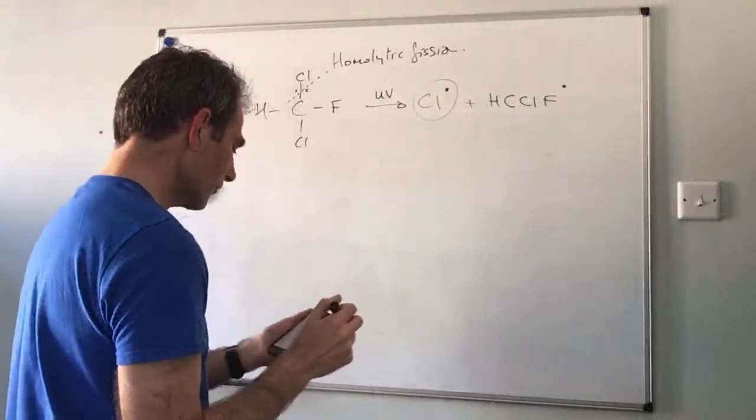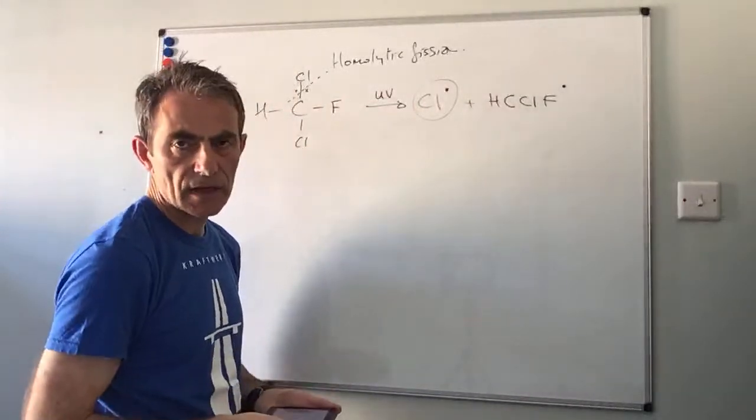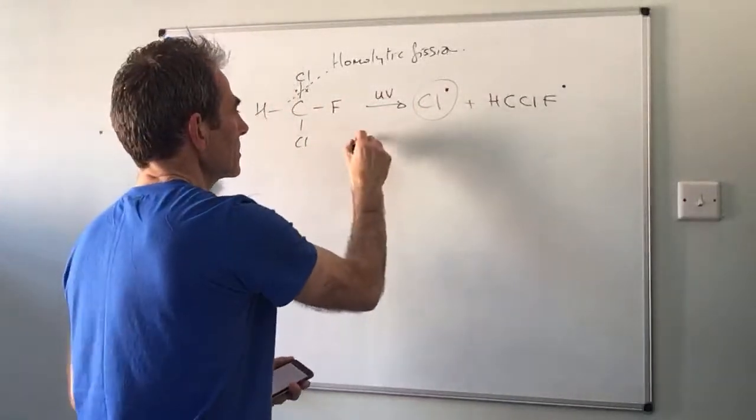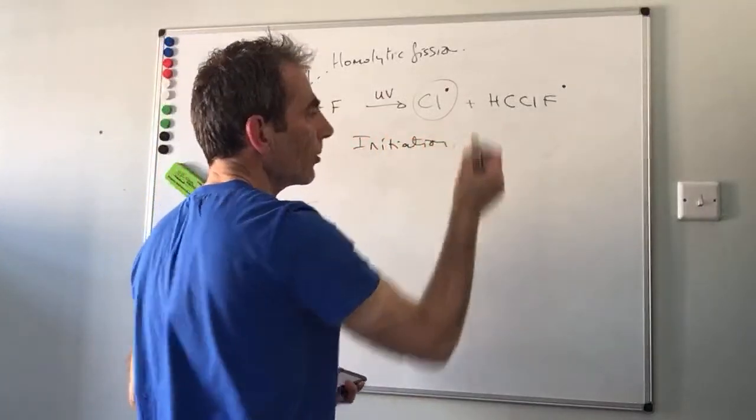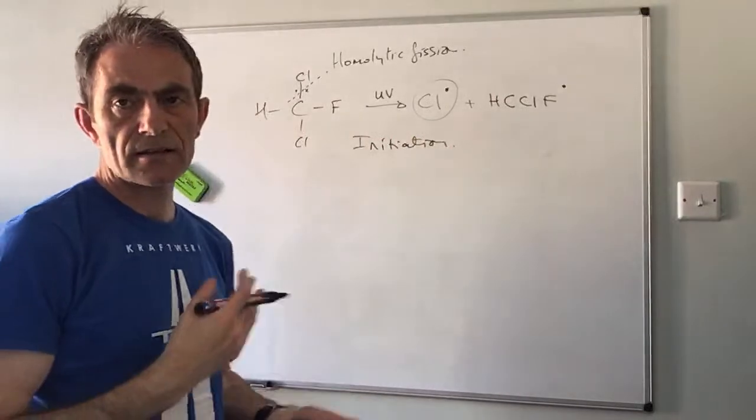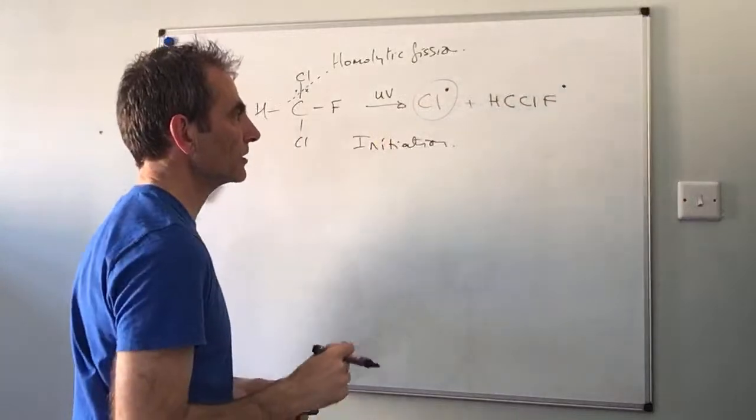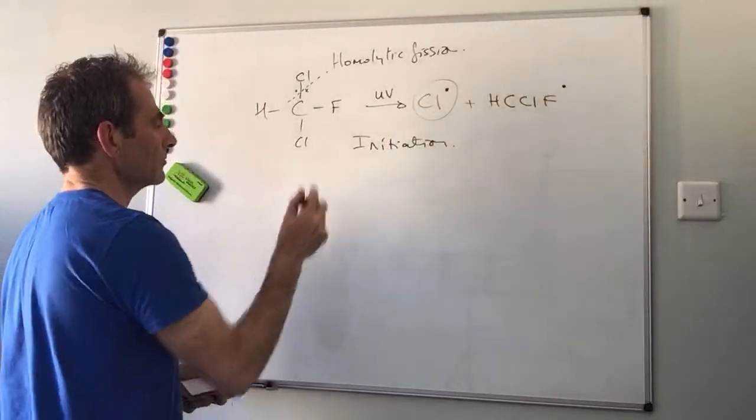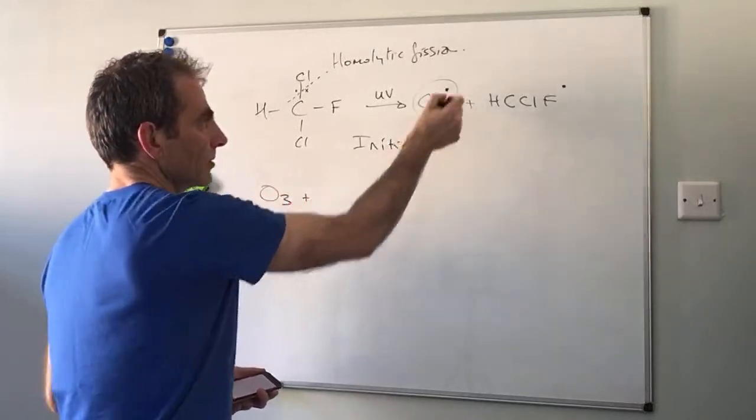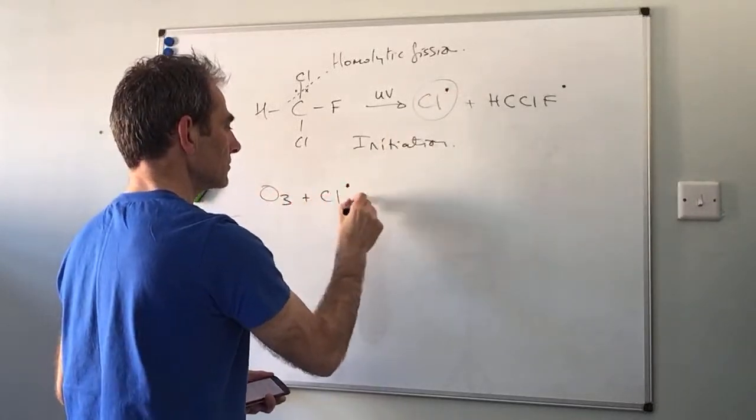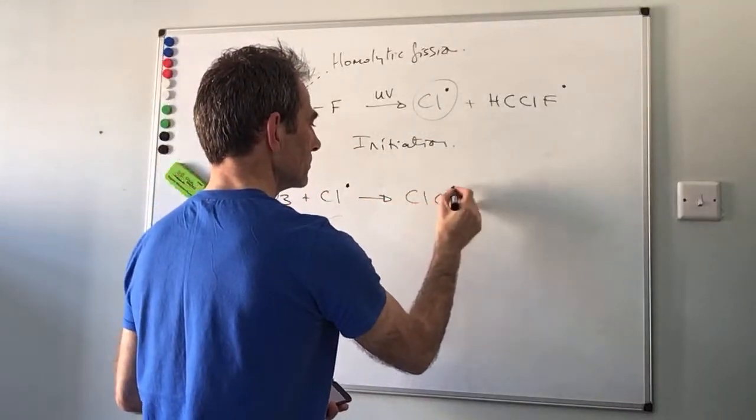Okay. So if we bring ozone into play now, and just for revision purposes really, this is an initiation reaction. If more marks are up for grabs, they might want to know what kind of steps they are. So initiation, because you've formed 2 free radicals. Okay, right. So what's going to happen? Ozone is going to be attacked by this chlorine radical, and it's going to form a ClO radical.